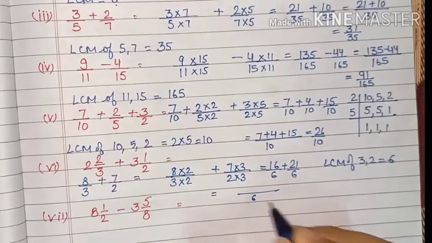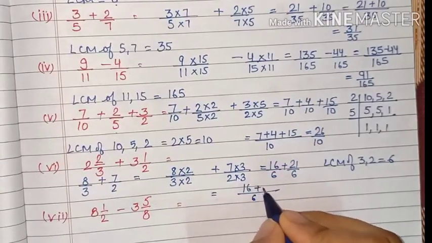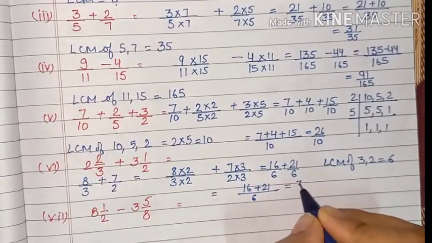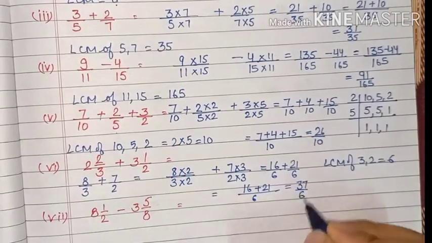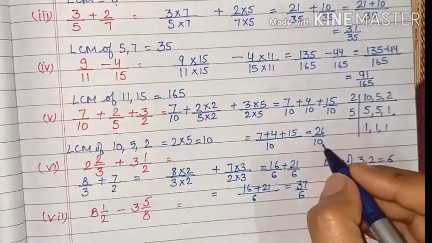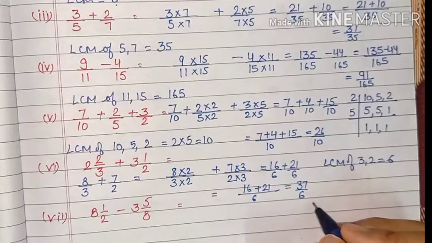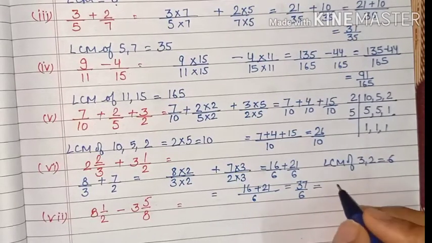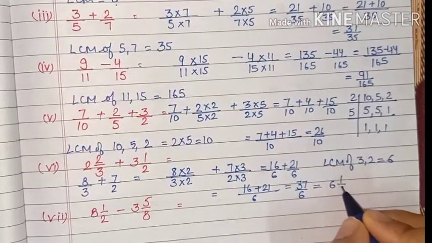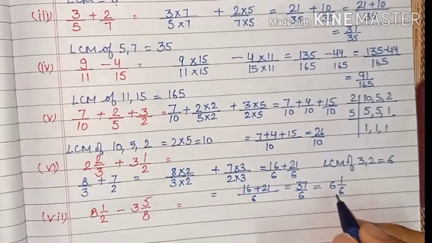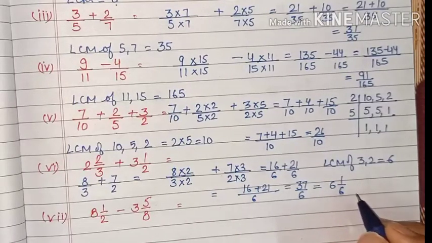So it will be 16 plus 21 upon 6. It will be equal to 37 upon 6. Now this is an improper fraction, so we can convert it into a mixed fraction. We can write here, it will be 6 and 1 upon 6. I hope you know how to convert into the mixed fraction.